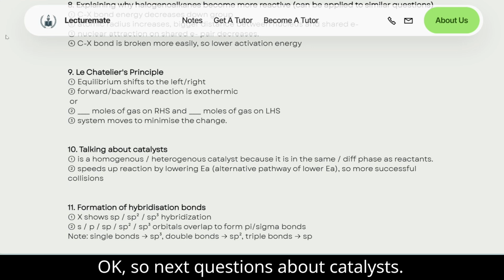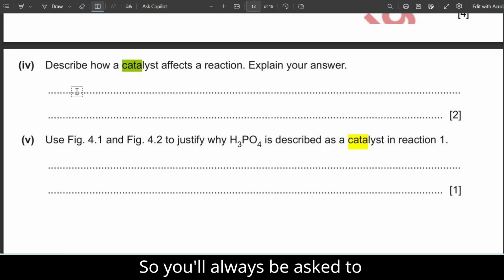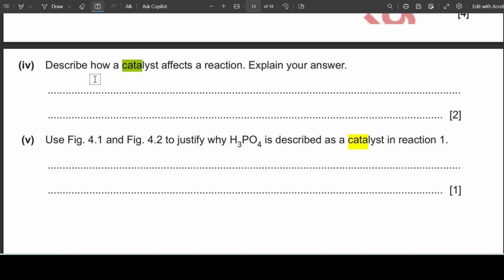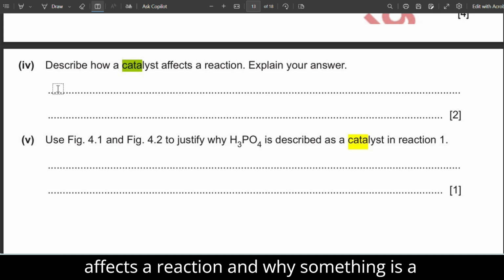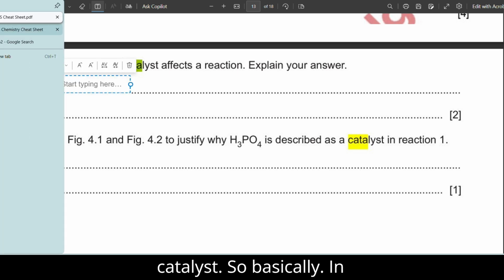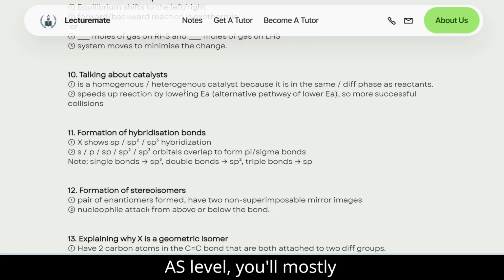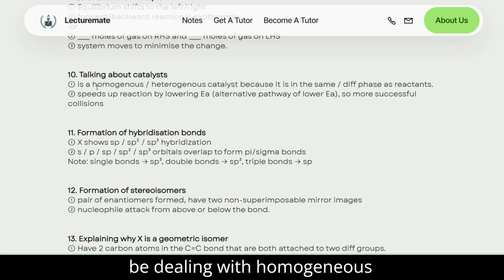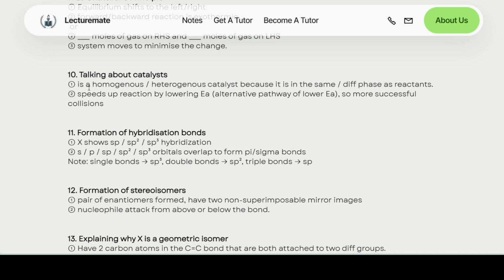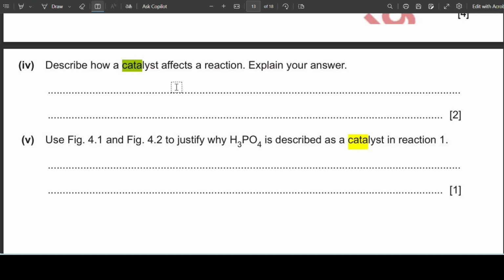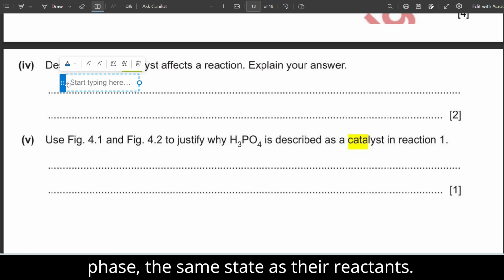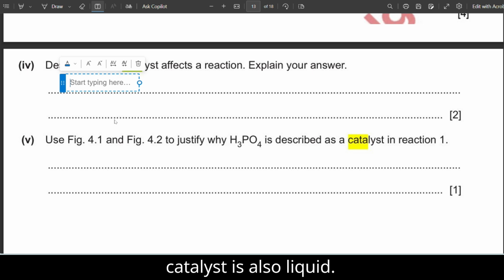Okay, so next, questions about catalysts. You'll always be asked to describe how a catalyst affects a reaction and why something is a catalyst. So basically, in AS level, you'll mostly be dealing with homogeneous catalysts. Basically catalysts that are in the same phase, the same state, as their reactants. So if their reactants are liquid, the catalyst is also liquid.